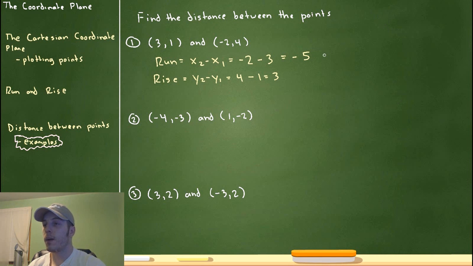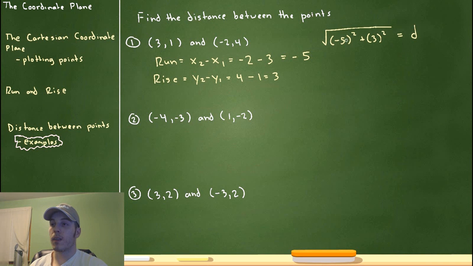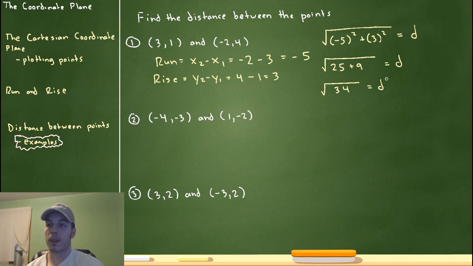Okay. So now, I know that if I take the square root of negative 5 squared plus 3 squared, this will be equal to d. Okay? So this would be the square root of negative 5 squared is 25, and 3 squared is 9. When we add these together, we get the square root of 34 equal to d. And that's fine. We could leave our answer just like that.